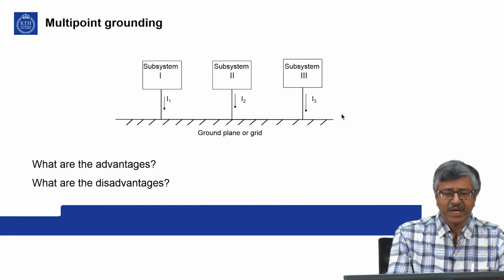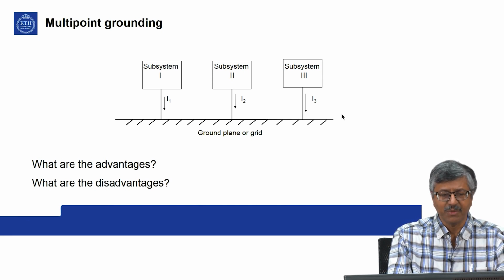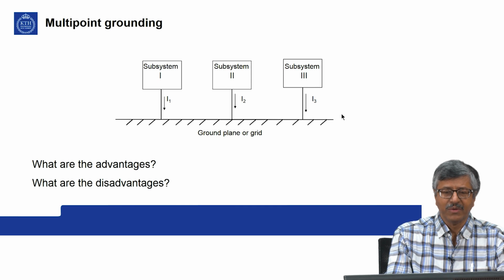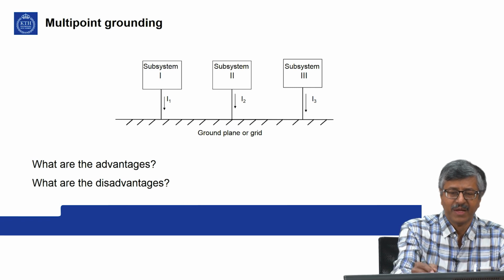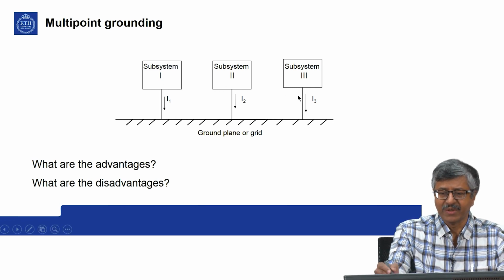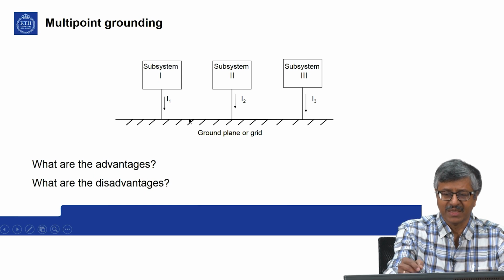Now, multi-point grounding: some of the bad effects of single point grounding can be avoided by multi-point grounding. There the ground is a plane, not a single conductor. It is a plane or a closely packed conducting grid, where you have several subsystems arranged and connected to those with extremely short leads.